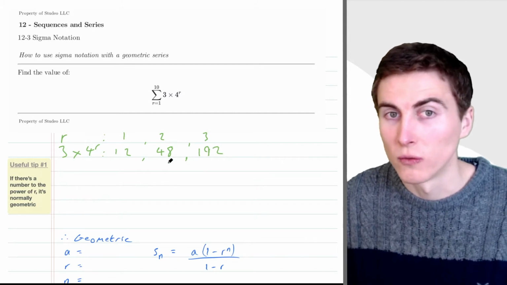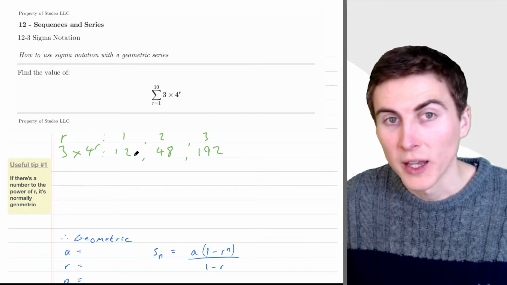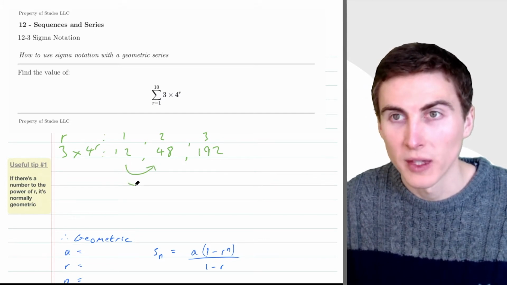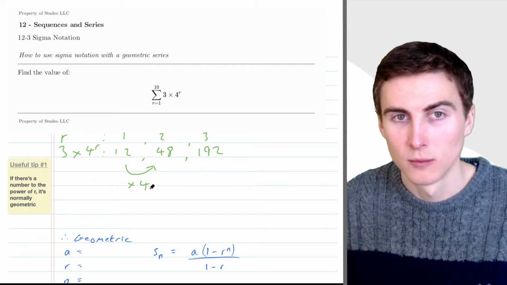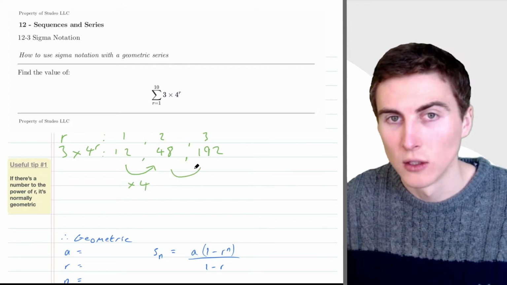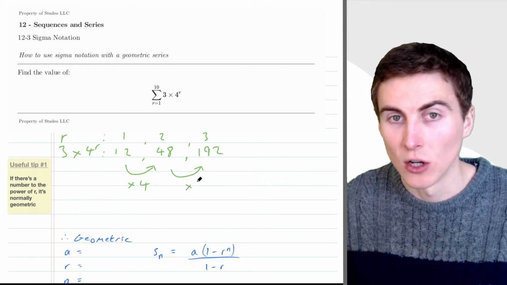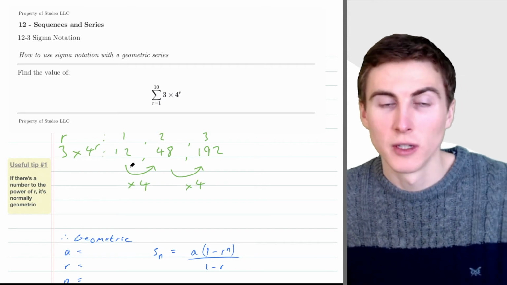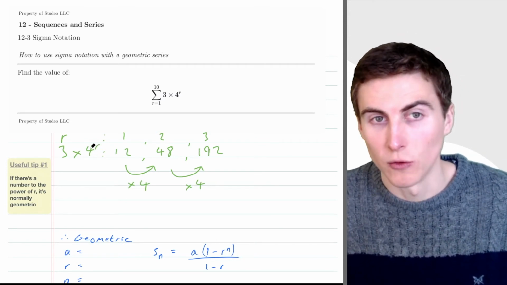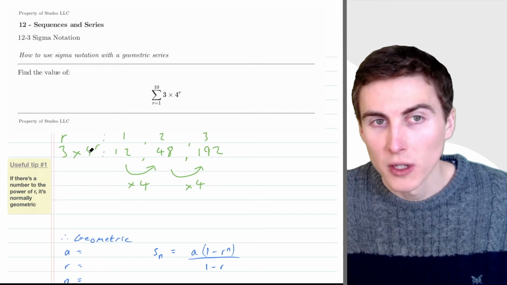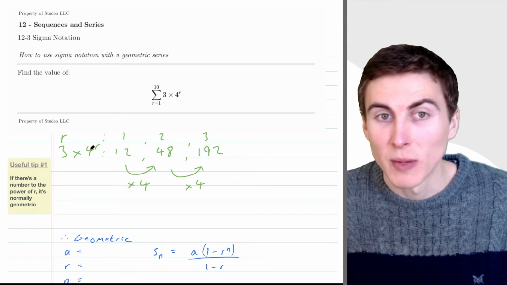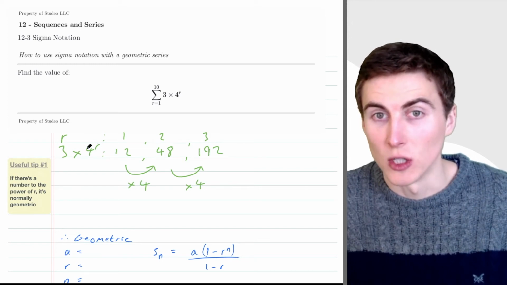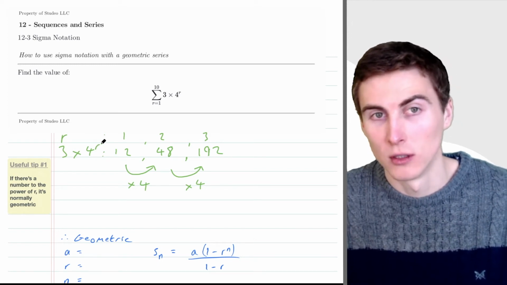So this is the sort of sequence that we're getting. And the relationship between these terms, if we figure out what's happening here, is they're being multiplied by 4. 12 times 4 is 48. 48 times 4 is 192. And actually, the reason that's multiplying by 4 each time is because this number here is a 4. Whatever the number that is to the power of your r, that's basically what you're going to be multiplying your terms by each time. And that's also the way to tell that it's geometric, because the r is a power of one of your numbers.